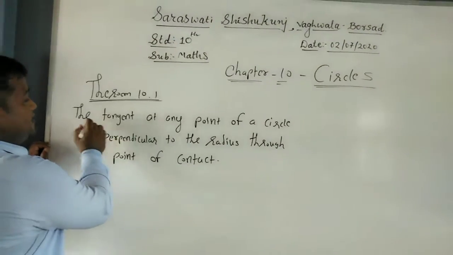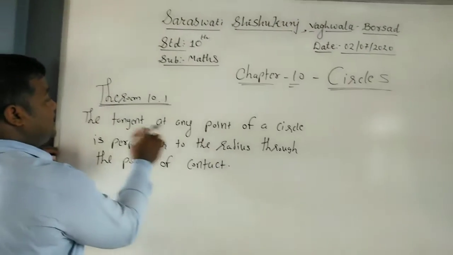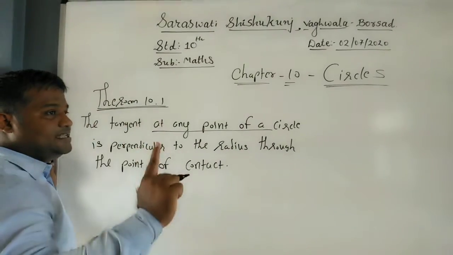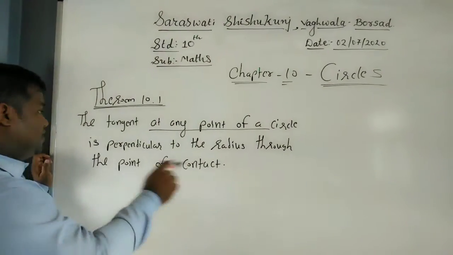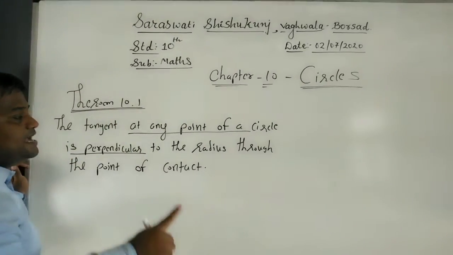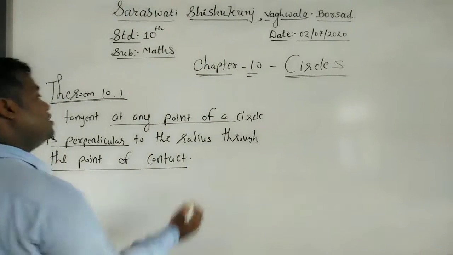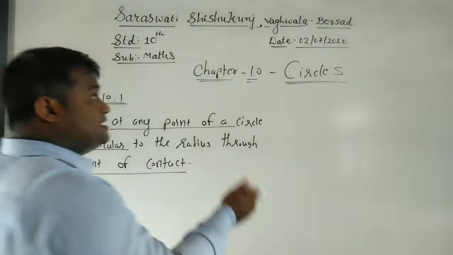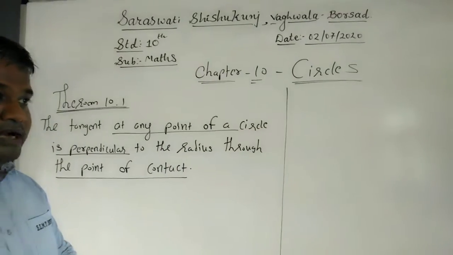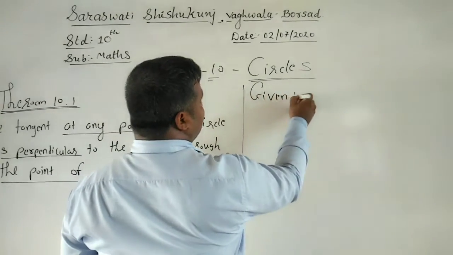The tangent at any point of a circle, which you know touches only one point of the circle, is perpendicular, meaning it makes a 90 degree angle, to the radius through the point of contact. Now, what you must remember while writing the theorem is that you first write the given.